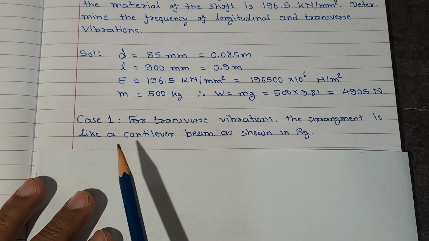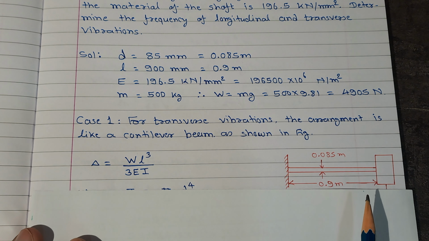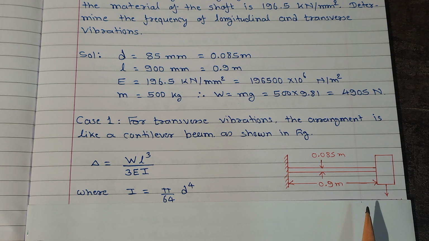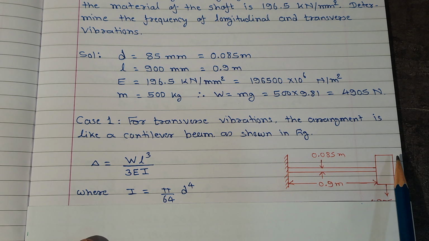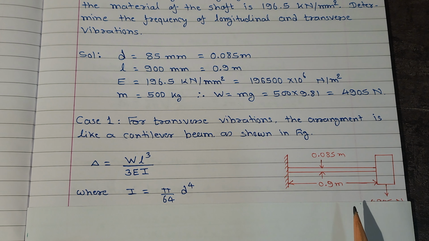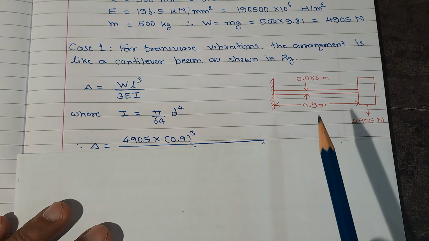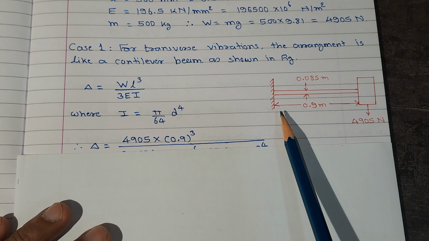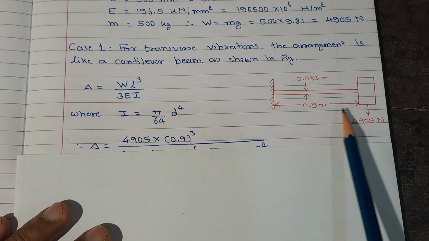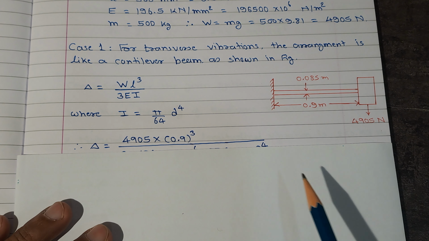Now first let us consider case 1 for transverse vibrations. The arrangement is like a cantilever beam as shown in the figure. So when we are to find out the frequency of transverse vibration, the arrangement of this given system will be somewhat like this. Here the shaft diameter is 0.085 meter, length is 0.9 meter and weight acting is 4905 Newton.